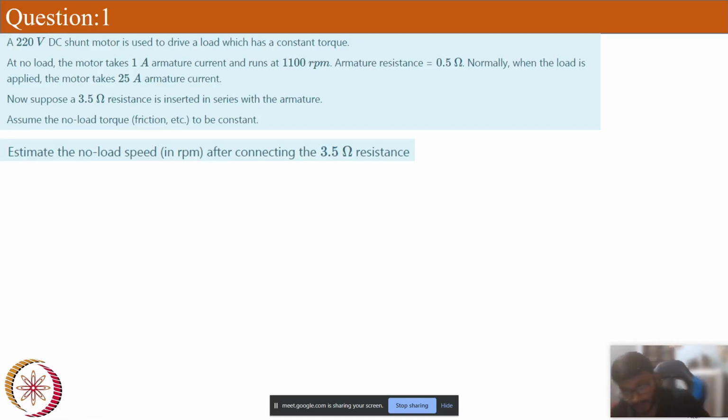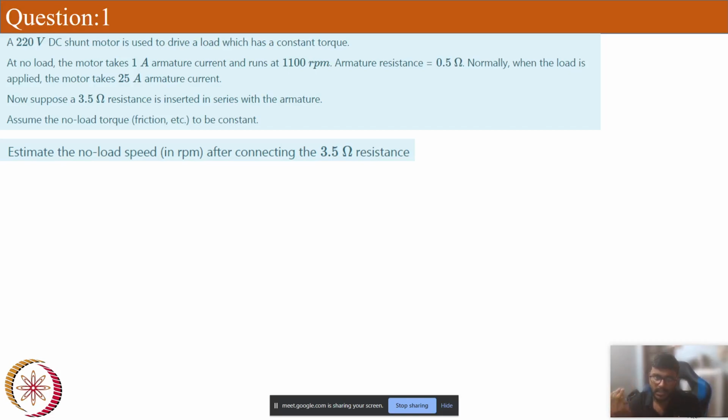So I was saying that a separate condition was given in this question, that we are adding an external resistance to the armature, that is 3.5 ohms of resistance. We are physically adding that resistance to the armature circuit in series. Now we have a new kind of motor, with an added resistance in the armature.